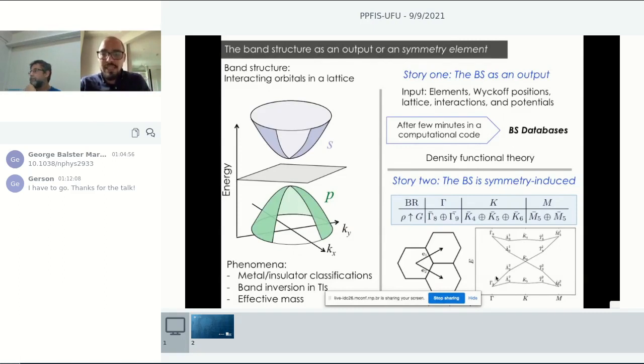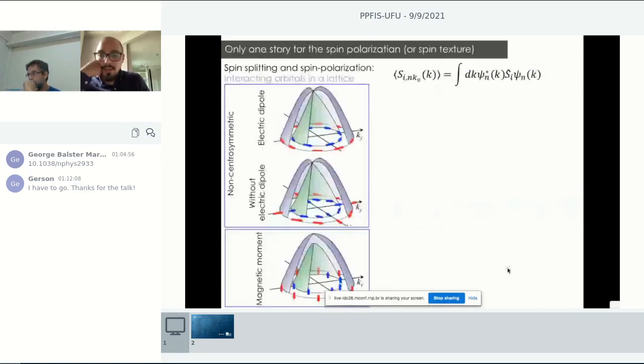It was published in Nature. It's a very beautiful paper that I'm pretty sure you all discussed before. So, now, what is the relation of this story with the spin texture?